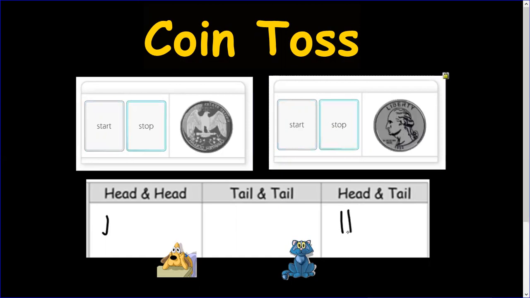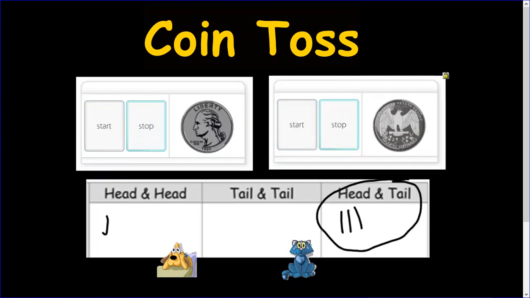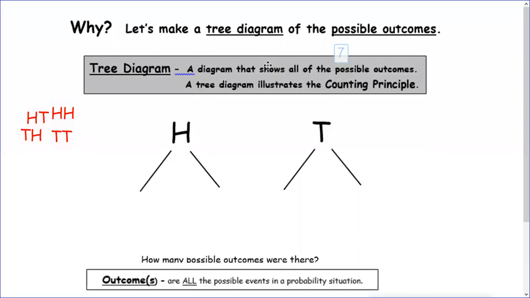One more and I win. And I won. Now normally, in the classroom, I would do this till 10. The first one to 10 tally marks would win. I'm just trying to speed things up a little bit. This game is rigged, as you will find out. The majority of the time, whoever's head and tail will win. I have seen tail and tail win and head win, but the majority of the time, head and tail wins. Let's take a look and see why.